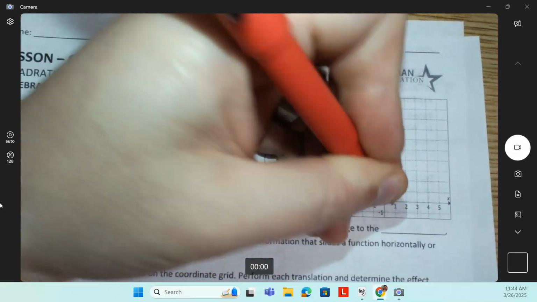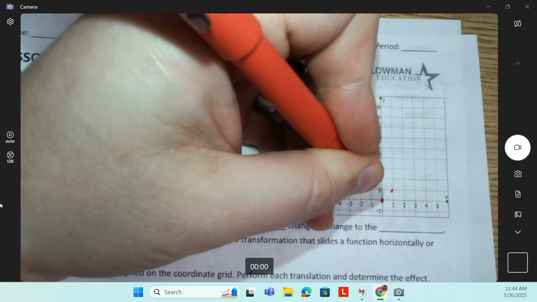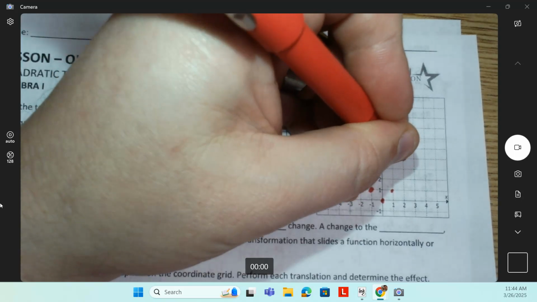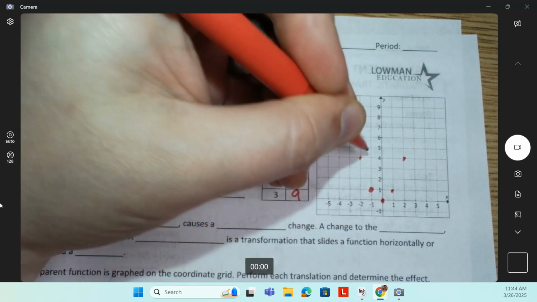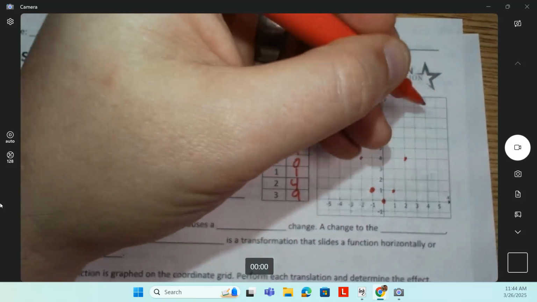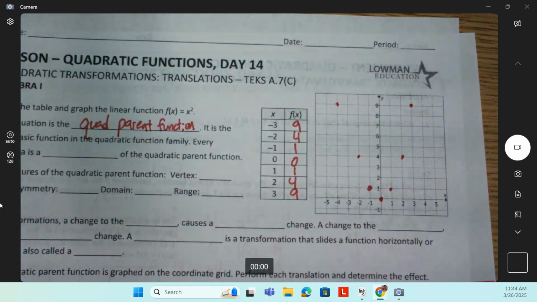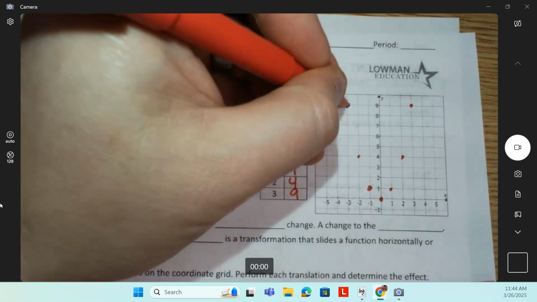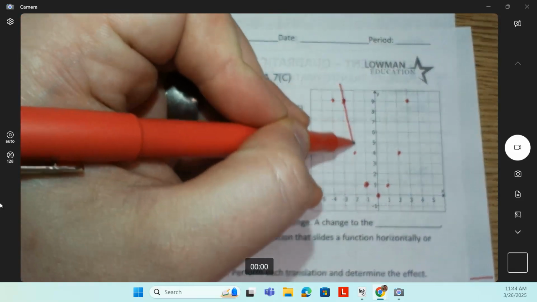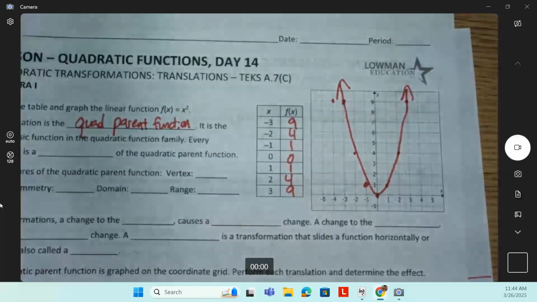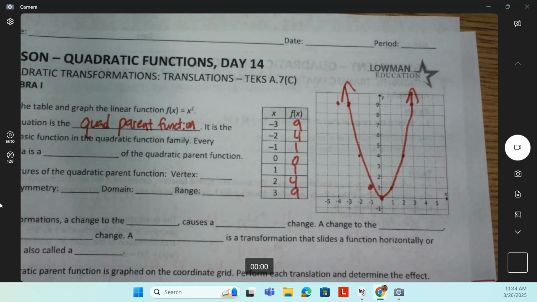And so as I graph that, I end up going in that parabolic shape. All the way up there, and I skipped an extra one there on accident. There we go. So that is our basic shape. It's not perfect, but it is still good.